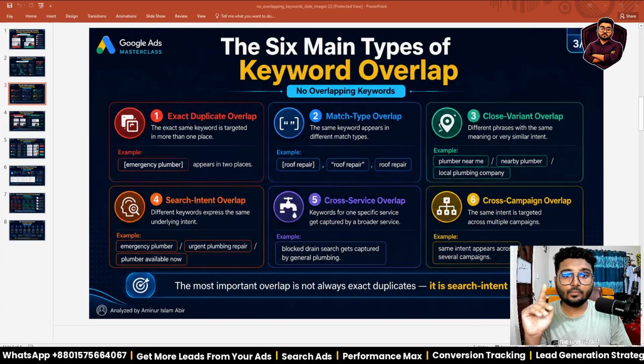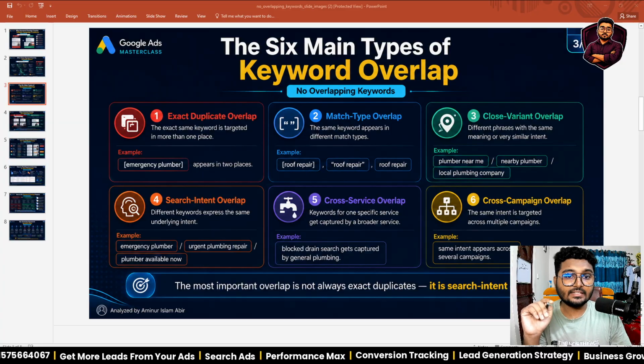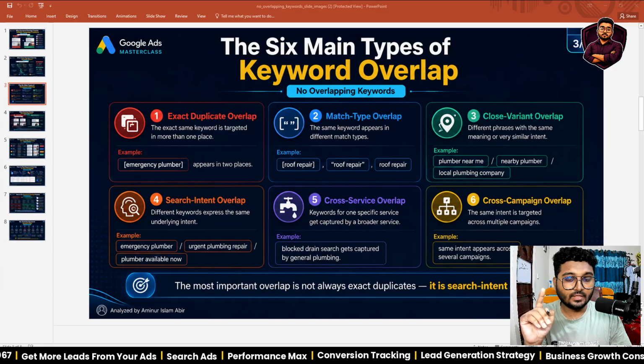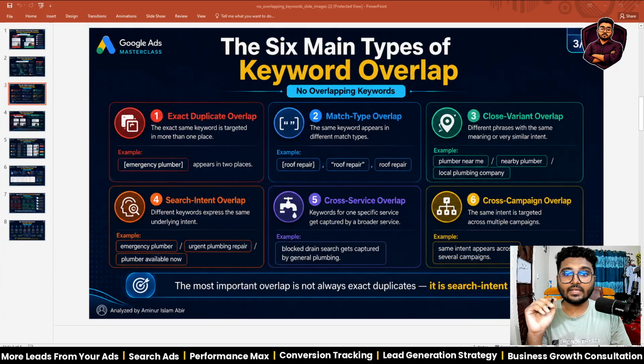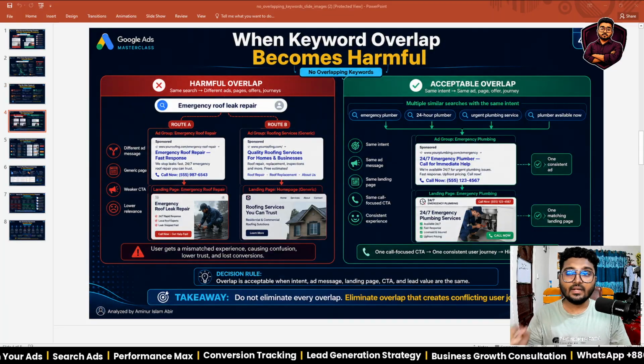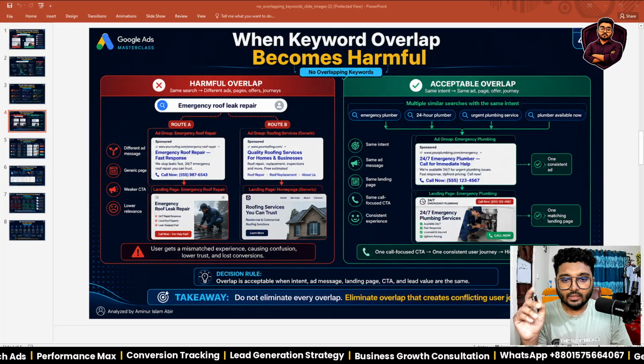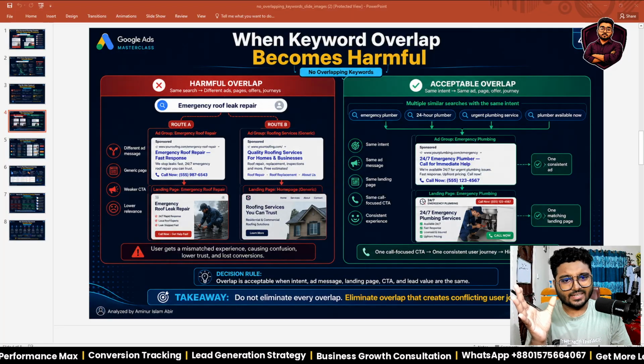When auditing overlap, look beyond duplicate wording. Focus on which customer need each keyword is trying to capture. Now let's discuss when overlap becomes genuinely harmful. In my slide 4, I describe when keyword overlap becomes harmful. Keyword overlap is not always bad actually.